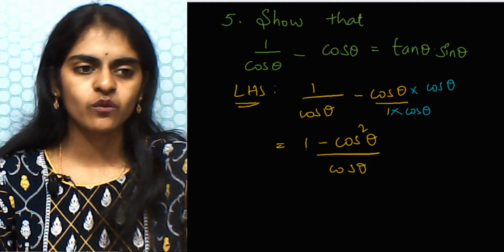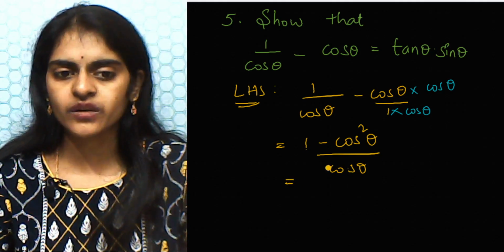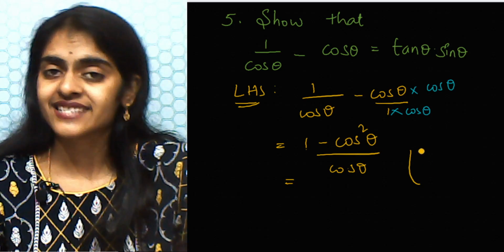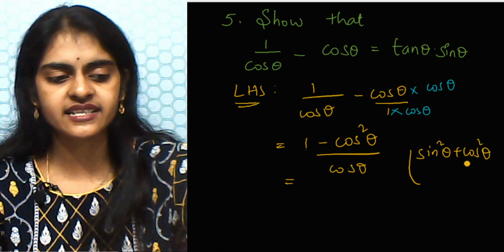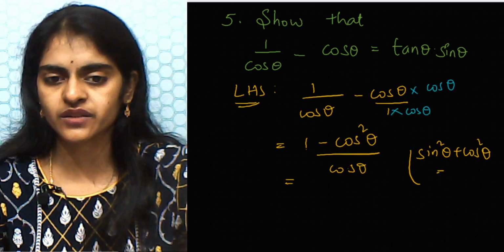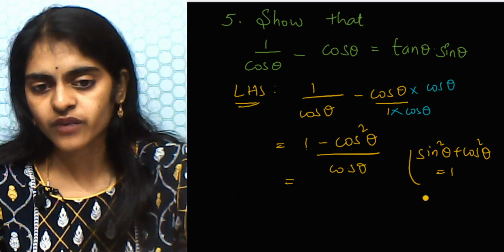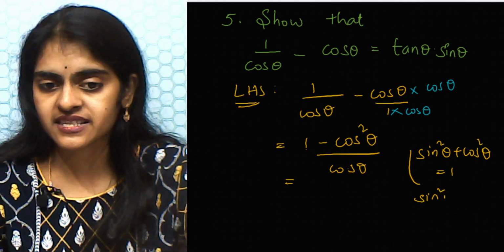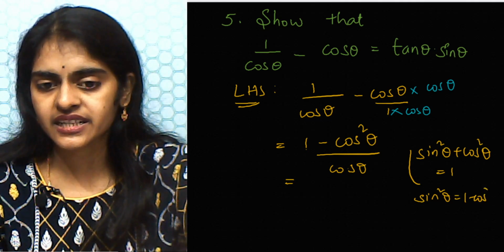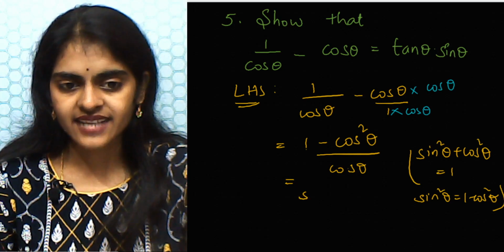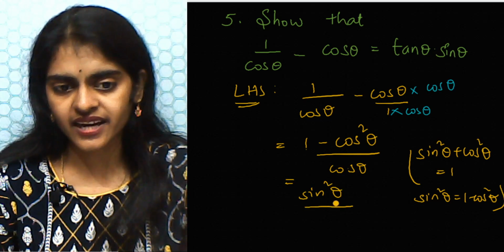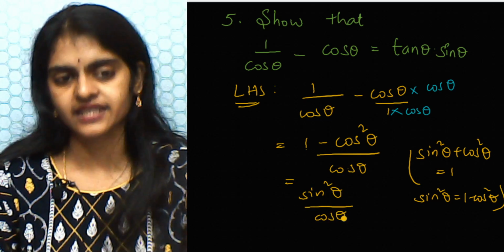Okay. So once you get this, now we know that sin square theta plus cos square theta is what? It is nothing but 1. Sin square theta plus cos square theta is 1. Now what is 1 minus cos square theta? We use this, isn't it? So 1 minus cos square theta is sin square theta. So this is nothing but sin square theta divided by, here you have cos theta.